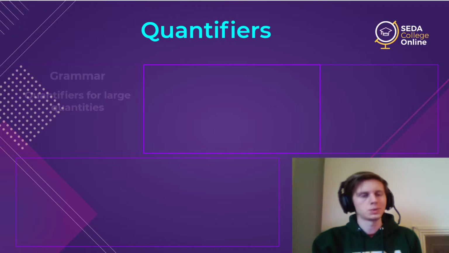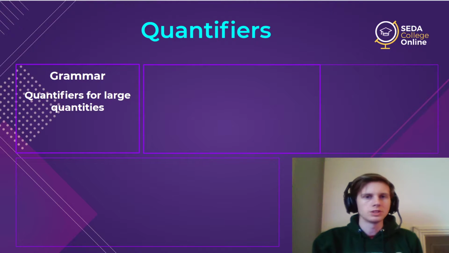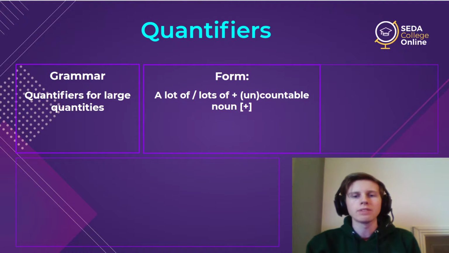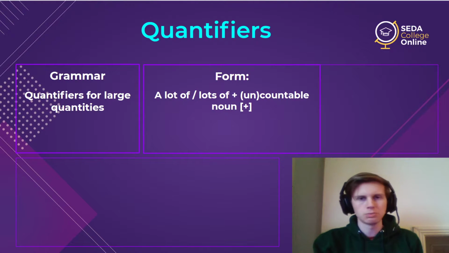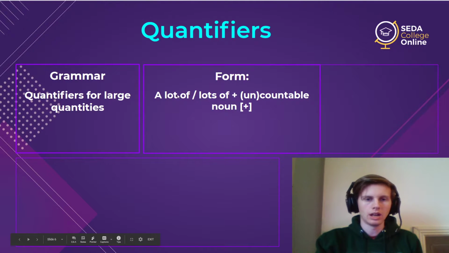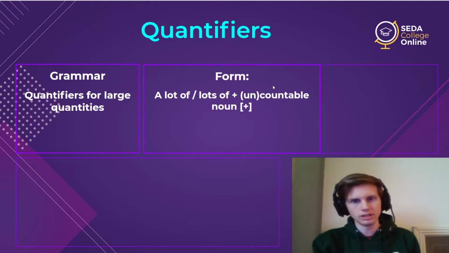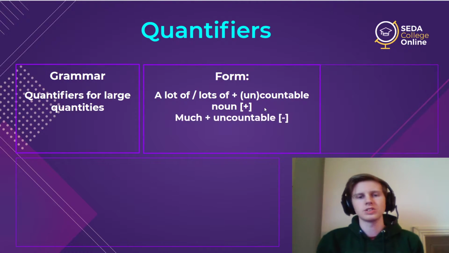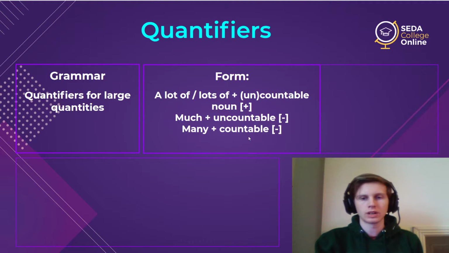So now for large quantities. So which ones are our options? So there are more options for large quantities. We have a lot or lots of, and this is for uncountable or countable nouns. That's why I have it in parentheses, because you can use a lot of countable, a lot of uncountable. What's important is that it's usually in a positive sentence. In addition, we have much, and this one is for uncountable. And we have many. This one's for countable.